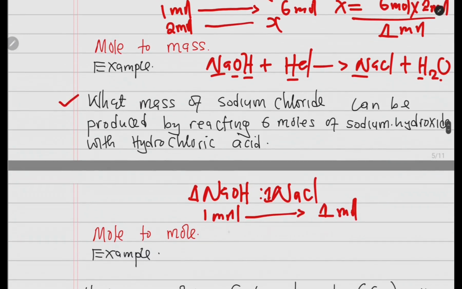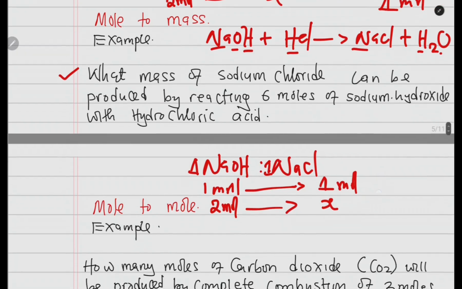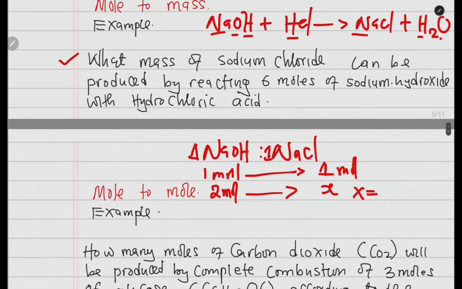What about 2 moles of sodium hydroxide? How much sodium chloride will be produced? We don't know. So this one we can say X is equal to, that's just 2 multiplied by 1 divided by 1, which is just the 2 moles as well. Is it 2? This one was supposed to be 6. So which means it's 6 moles as well. Okay. So that is how we find it. So 6 moles of, you can write 6 moles of sodium hydroxide. So that is how we use it.